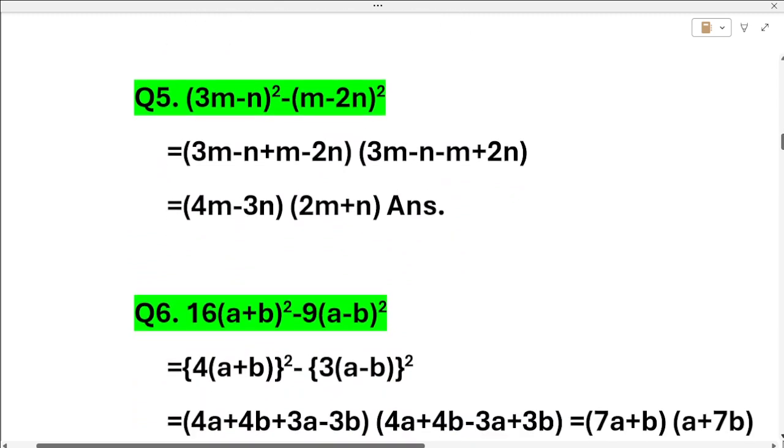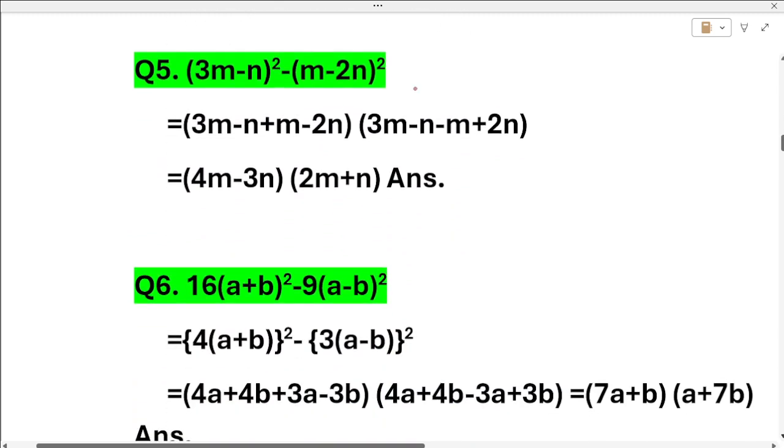Now come to question number 5, visible on your screen. The question is 3m minus n whole square minus m minus 2n whole square. So it is again a square of two terms, so don't panic seeing these terms, that is 3m minus n and m minus 2n. You need to express it as a sum and difference.